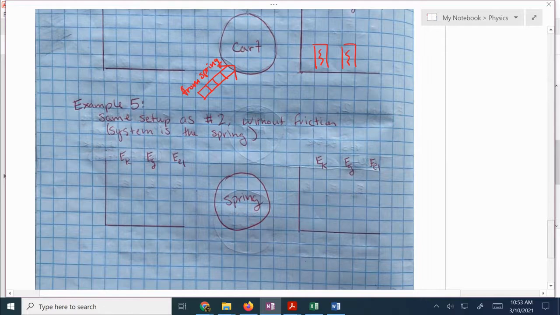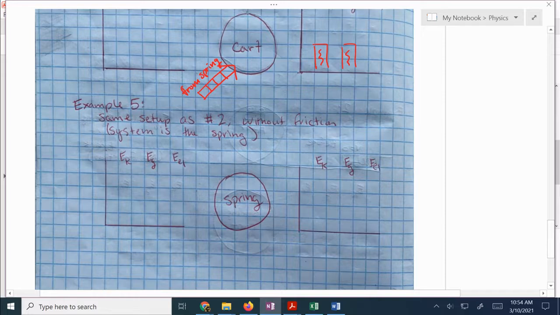Okay. Same setup as number 2, except without friction. This time, the system is only the spring, which means that the cart is not included. Again, this is a situation in which you would never really set it up this way because usually you're the one that gets to decide what's in the system and what's not. If there's a cart, you're going to put the cart in the system. However, again, it's there to just highlight how these energy bar graphs work.